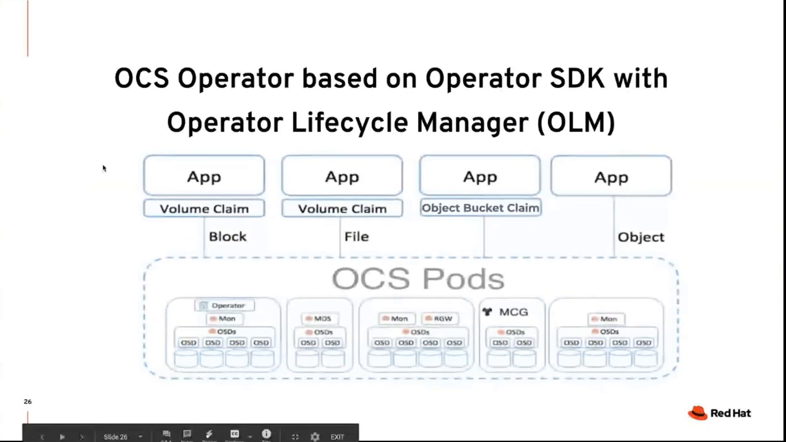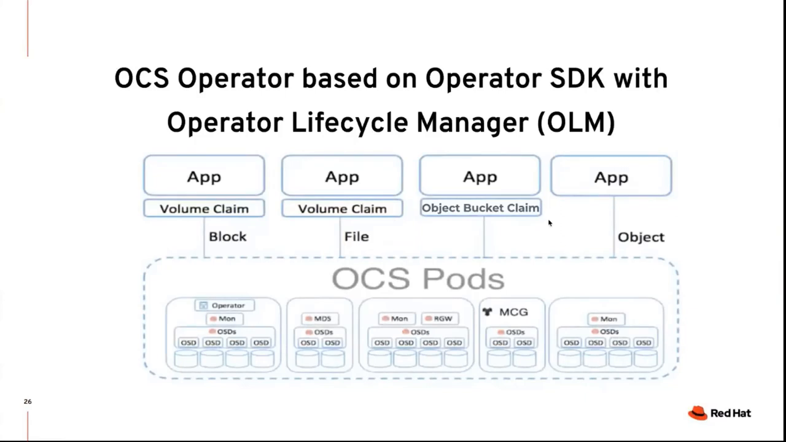I want to jump to this diagram, not to deep dive on the components that we have here, but mainly look at the components that we have on the top. For those who already played with persistent volumes and persistent storage in OpenShift, there is something called a volume claim, and the volume claim, as I mentioned before, can be for block and file. What we also added to this is something new called an object bucket claim.